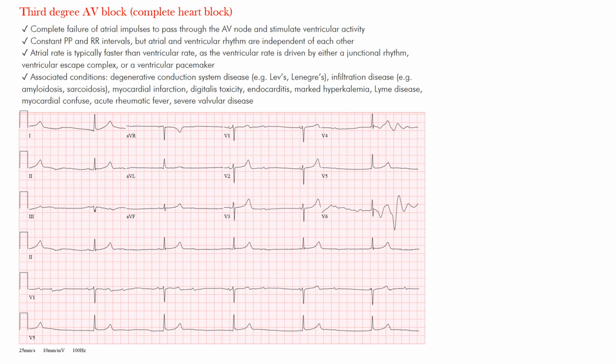So third degree AV block or complete heart block. This is where you have complete absence of AV nodal conduction. In other words, there's no supraventricular impulses conducted to the ventricles. And because of that, there's no relationship between the P waves and the QRS complexes, and that's why we get something called AV dissociation. So you may have heard this, in which the P waves will pretty much march out on their own, and the same with the QRS complexes.